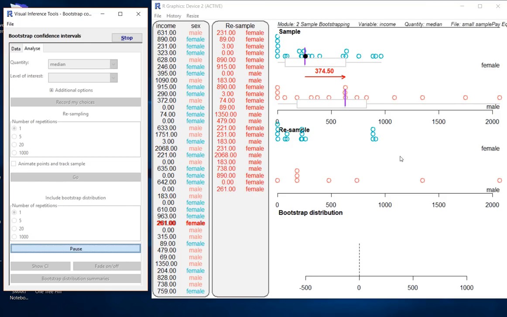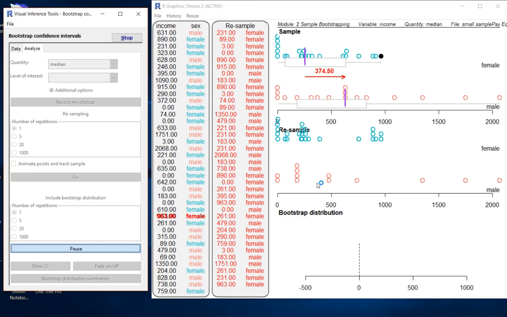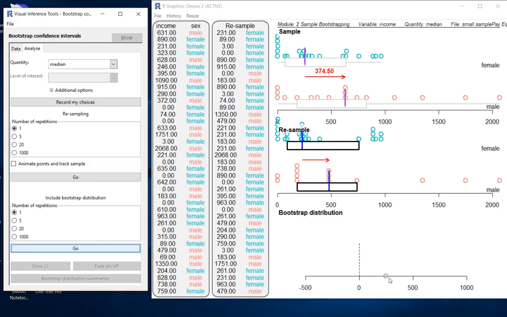Once our resample has been calculated, iNZight will find the difference in the median income. There it is, there's the difference in median income, and it's going to drop this down and it's showing up as one little dot there. That represents one difference in median incomes for one resample.